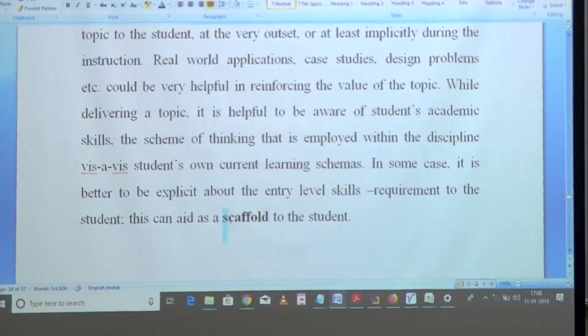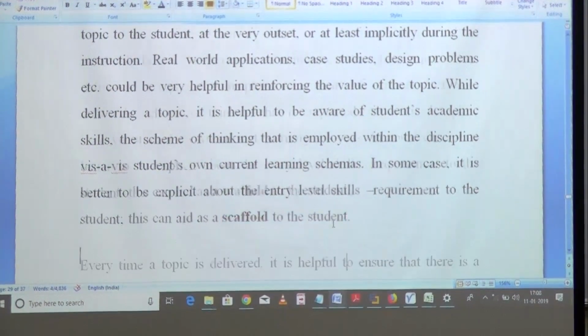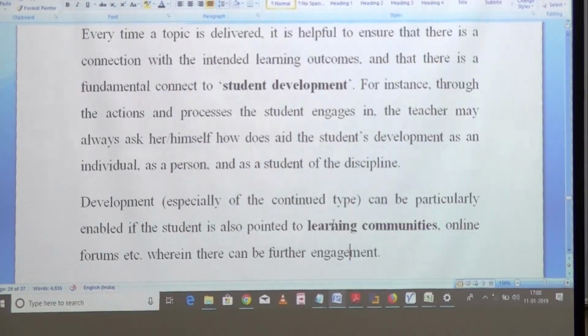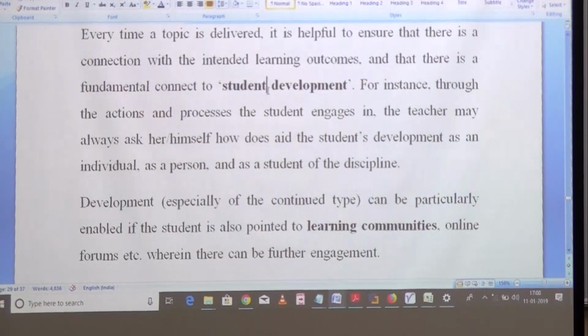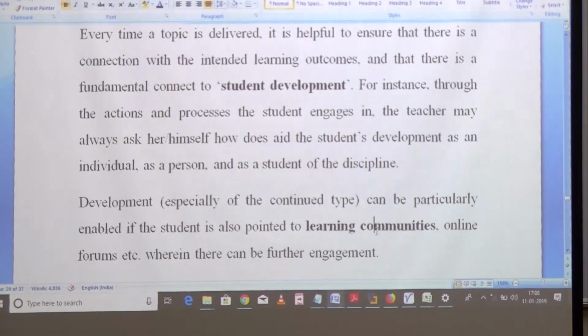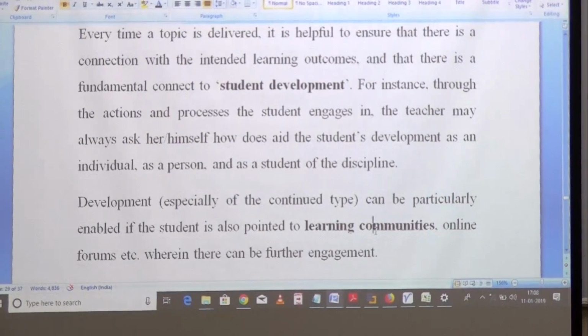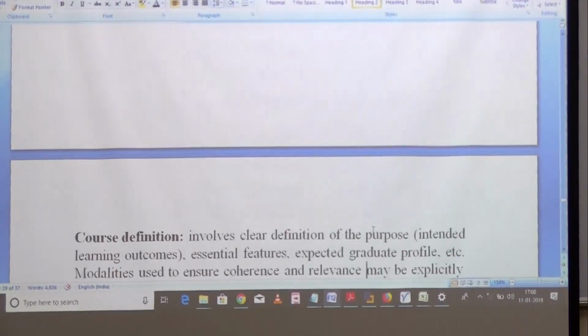So the whole idea is to scaffold the student through the learning process, isn't it? In all of this, we should take into account student development, and also connecting students to learning communities can actually enable learning even beyond the classroom. So these are some of the things that we discussed.